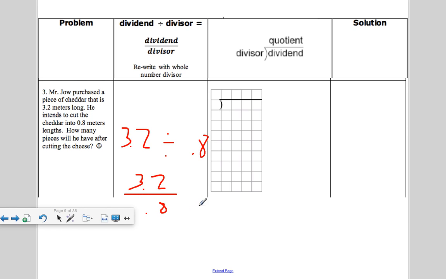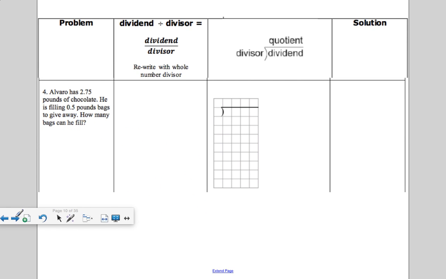How can I rewrite this so the divisor is the whole number 8? I multiply by a power of 10, because 8/10 times 10 is 8, and 3 2/10 times 10 is 32. Some kids just prefer to move the decimal 1 over, move the decimal 1 over. That's where you get 32/8. So what is 32 divided by 8? It is 4. I can make 4 chunks of cheese of 8/10 meters. So 8/10 plus 8/10 plus 8/10 plus 8/10 adds up to 3 2/10. And that's the answer.